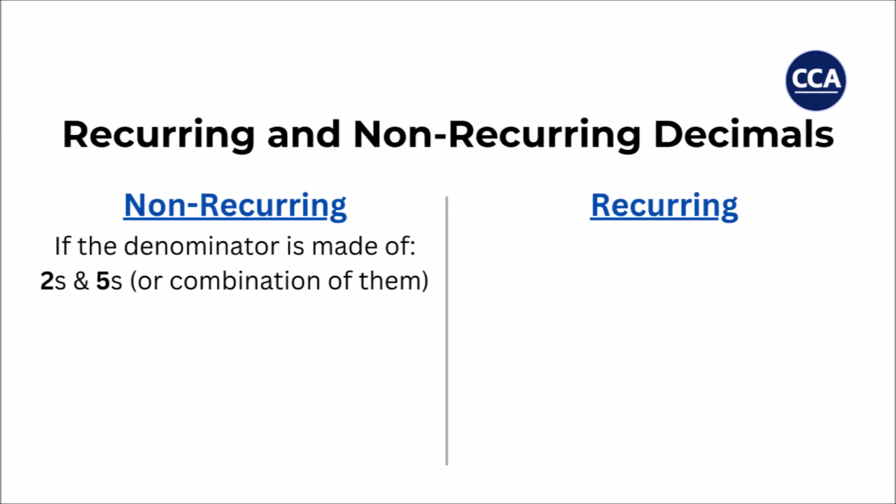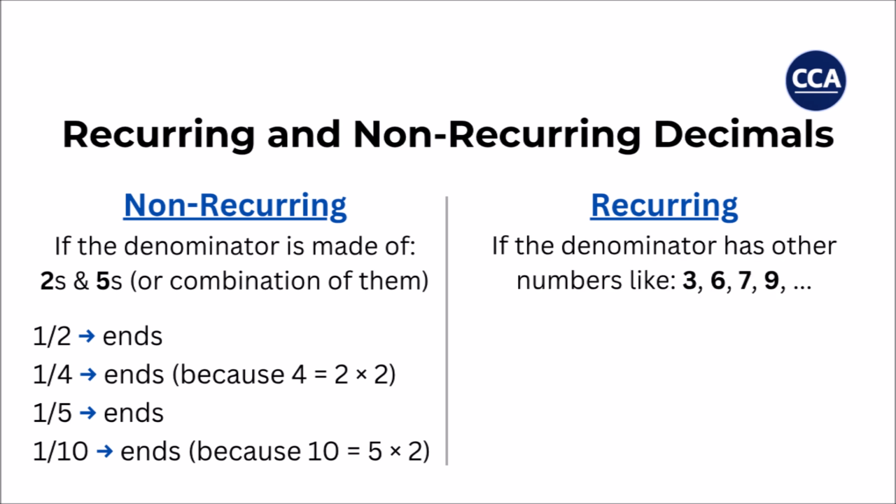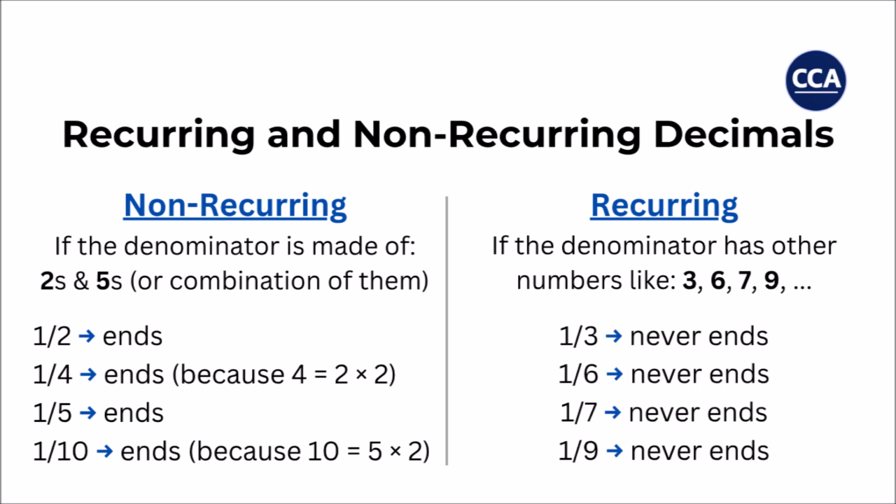If the denominator is made of 2's and 5's, or combination of them, the decimal will usually end. For example, 1/2, 1/4, 1/5, 1/10. But, if the denominator has other numbers, like 3, 6, 7, or 9, then the decimal will usually repeat forever. For example, 1/3, 1/6, 1/7, 1/9.